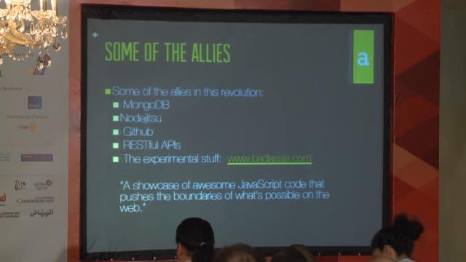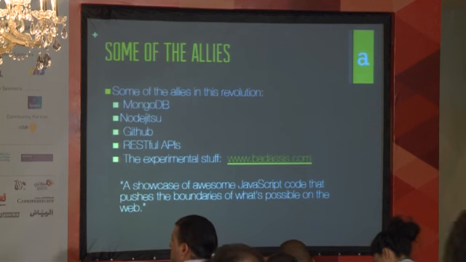So some of the great allies in this revolution are definitely MongoDB, the NoSQL database, and Nodejitsu, if you'd like to deploy your Node application quickly. I personally use Linode because I like to configure my own server. Also GitHub, the RESTful APIs, and the experimental stuff. The experimental stuff, you can find on badass.js. You can find some really badass JavaScript code that integrates with your camera and sound, and kind of extends the boundary of JavaScript and what you can do with it.